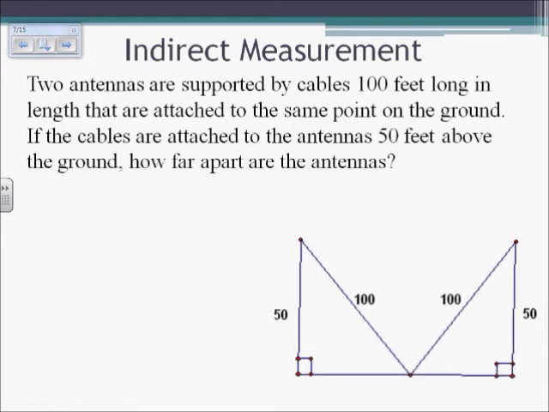So we have two 100-foot cables attached to the same point on the ground. So here's the point on the ground. The cables are 100 feet in length. The poles they are attached to are 50 feet in length. I want to know what the distance is between the two of them. So if you look here, we have two right triangles that are formed. We want to know what this entire length on the bottom is.